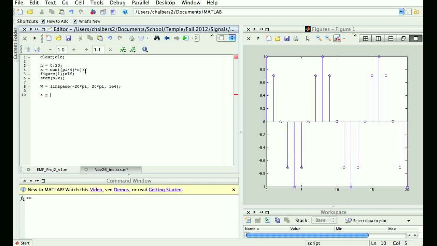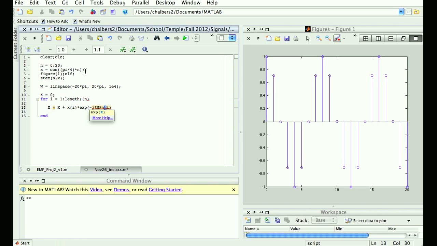Okay, let's see. X equals 0, for i equals 1 to length of n, X equals X plus x of i times e to the minus j omega n of i. That should do the job, I think. Well, it didn't complain. That's always good.